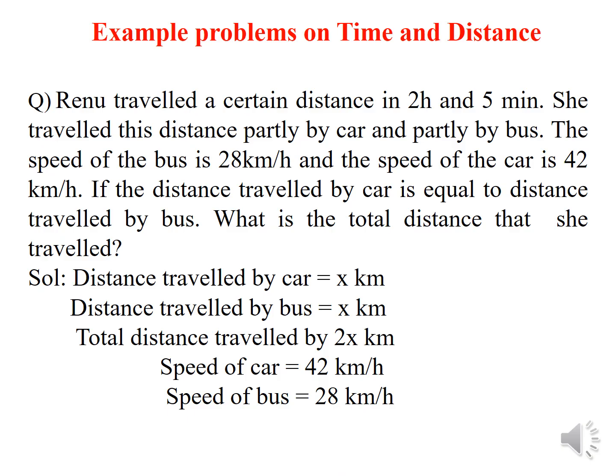First, since we don't know how much distance was travelled by bus and car, consider the distance travelled by both bus and car as x kilometers and x kilometers. And move on to the next line. Now the total distance travelled by both bus and car is 2x kilometers. In the question itself, they mentioned the speed of the car and bus is 42 kilometers per hour and 28 kilometers per hour.